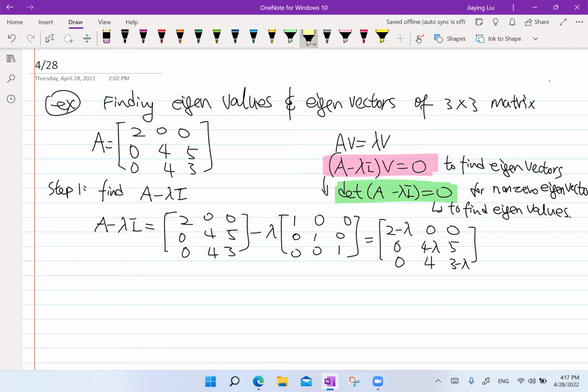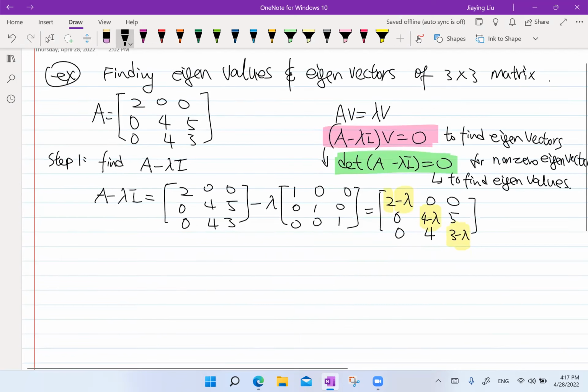If you remember, I mentioned this: if you want to avoid some work, take the shortcut. You basically subtract lambda from all the diagonal entries of A. That will be A minus lambda I, and you can use that directly in the future. And then the second step is to find the determinant of A minus lambda I.